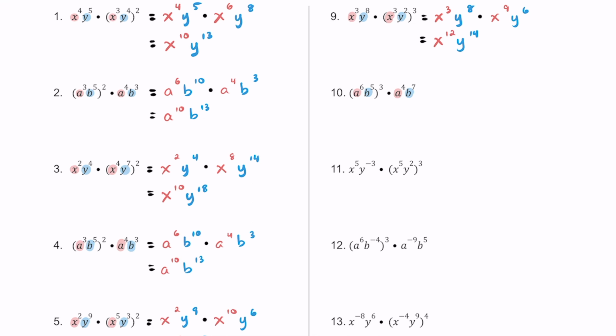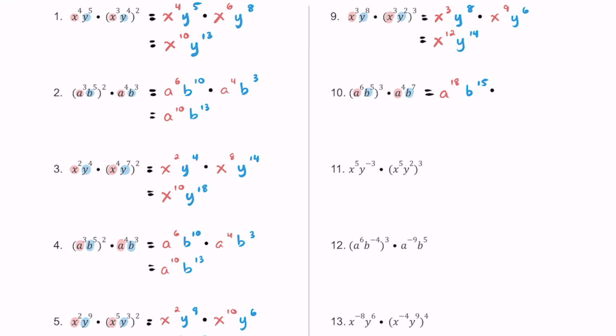For number 10, I've already gone ahead and identified the common bases. Let's go ahead and use this power of a power property first here. So a to the 6th power raised to the 3rd power, multiplying 6 times 3, that's going to be 18. We're going to go ahead and say that's going to be a to the 18th power first, okay? And then we're going to multiply that by what? We have b to the 5th power, so 5 times 3, because we have 3 of those, that's going to be b to the 15th power, okay?